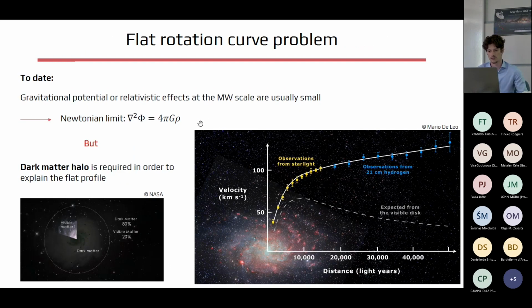A first test for our general relativistic picture of our galaxy is clearly the rotation curve. To date, the general assumption is that on galaxy scales, the gravitational field and the general relativistic effects are usually small, so one can use simply the Newtonian limit. However, with this ansatz, a massive dark matter halo is required in order to explain the flat profile of the rotation curve.